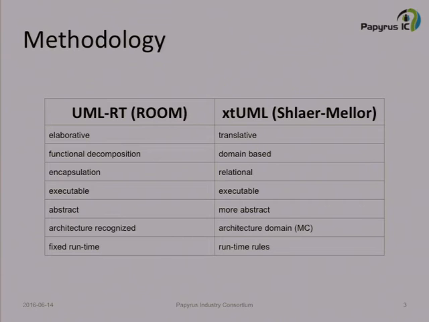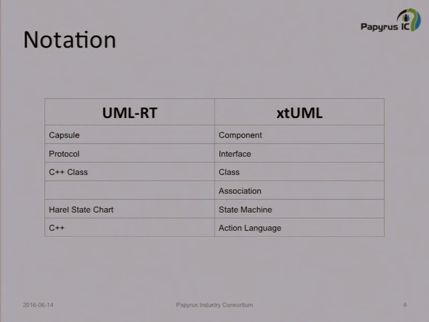The runtime in UML-RT comes with the methodology and comes with the particular tool sets. Basically there's a recipe for the runtime that is supplied in Shlaer-Mellor, and it's up to the architecture domain, the model compilers, to instantiate that runtime. So the methodologies have the same goals, but there are differences in the approach that is taken.